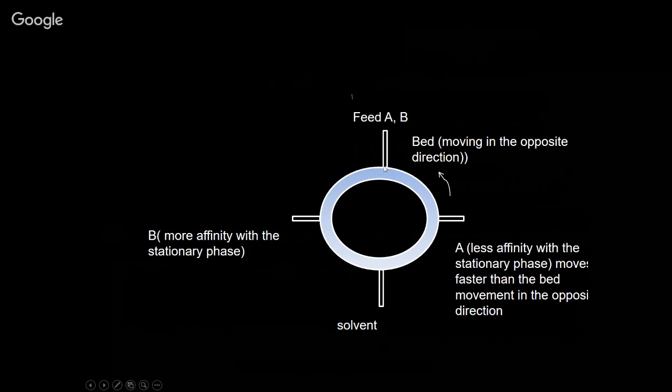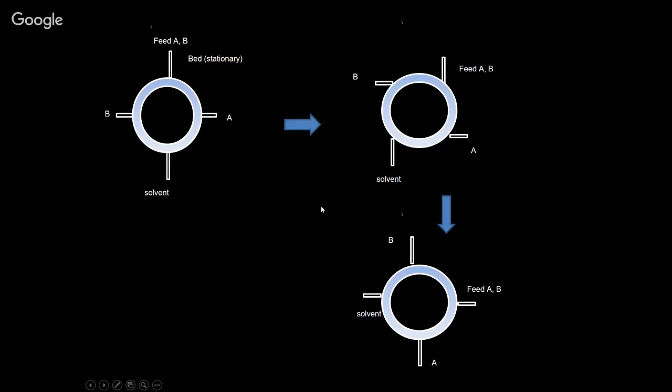Okay, even this has a little bit of disadvantage because we need to have the bed moving, and we need to have these inlets and pipes able to take care of the movement of the bed. So engineering issues are there. So they try to overcome that in another, interesting way. What you do is, instead of moving the bed, you move the inlet and outlet ports. Okay, that is equivalent to moving the bed.